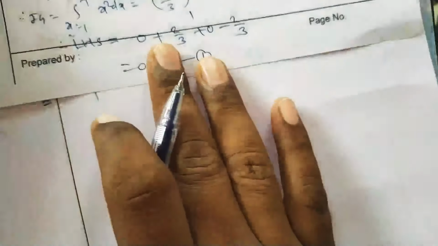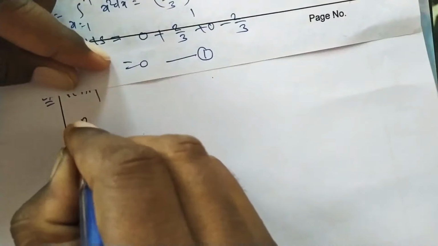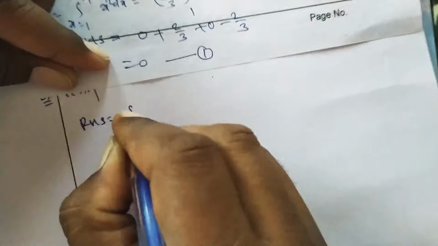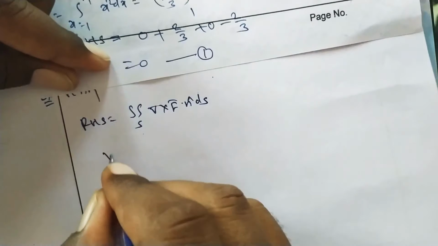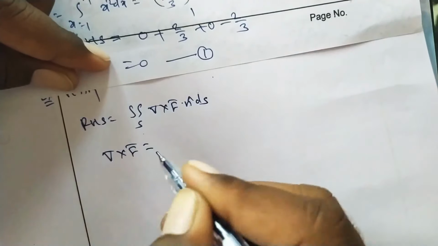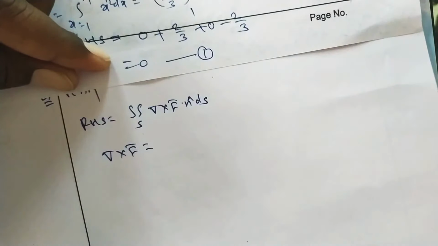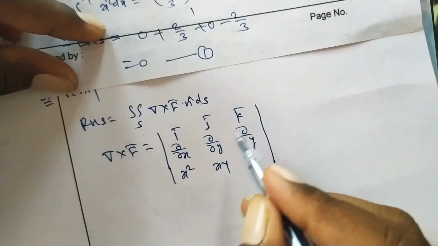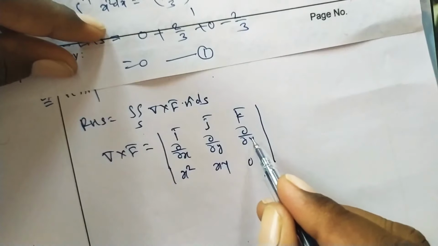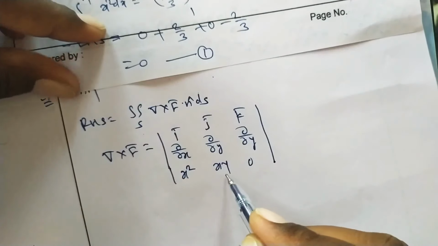Okay, now we have to find RHS, and for RHS, take RHS is equal to double integral over the surface, del cross f bar dot n cap into ds. So for RHS, first we have to find del cross f bar. So what is del cross f bar? How do we find del cross? So del cross f bar can be written as the determinant i bar, j bar, k bar; del by del x, del by del y, del by del z; x square, xy, 0.